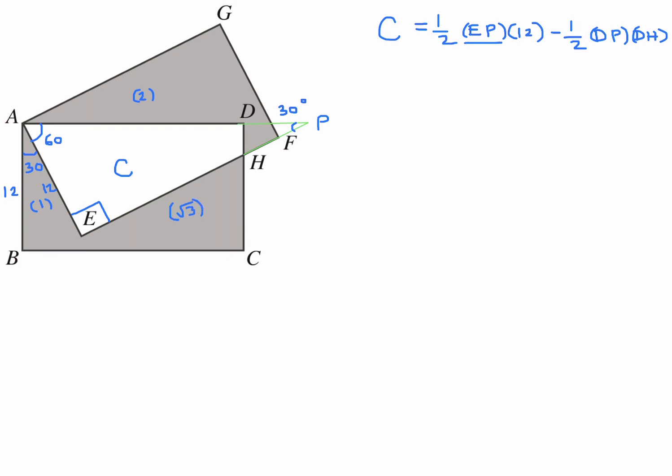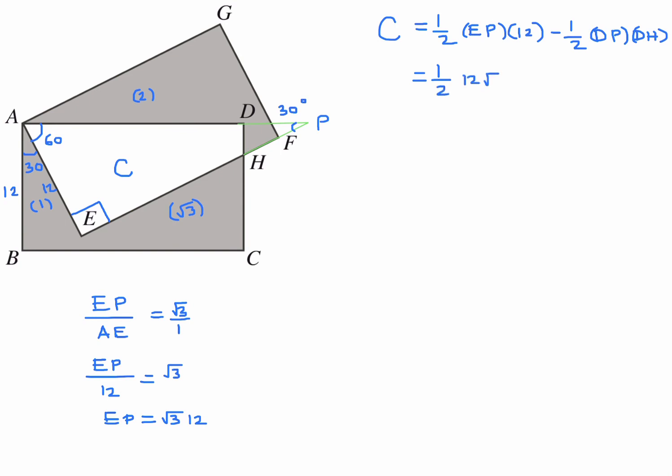So to figure out the numerical value of EP, I can use the ratio. EP over AE is root 3 over 1. So EP over AE, which is 12, is root 3 over 1. So therefore, EP is equal to root 3 times 12. So I'll put that in there. We've got 12 root 3 times 12. And this, of course, stays the same.